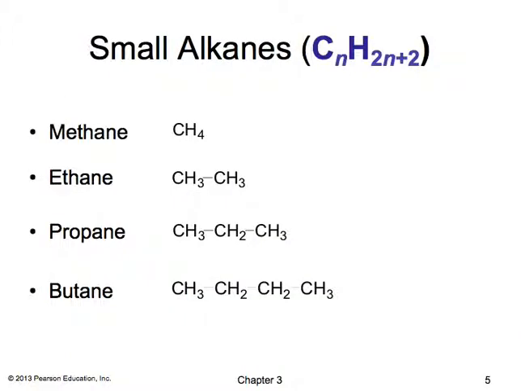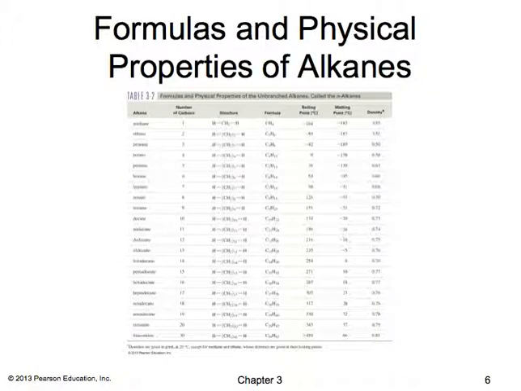So if we look at the small alkanes, again, alkanes have the formula CnH2n+2. Start off with methane as the smallest, then ethane, propane, and butane, and it increases accordingly. And if you look at, for example, Table 3-2 in your textbook, you can get all of the formulas and physical properties of alkanes, starting off with methane and going all the way down. It'll show you what the number of carbons is, their structure, the formula, as well as the boiling points, melting points, and densities.